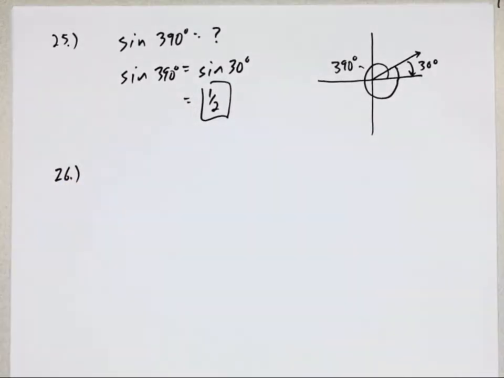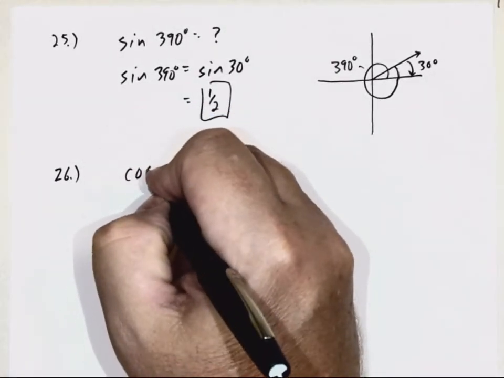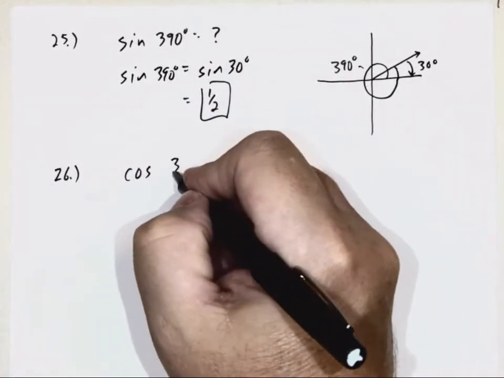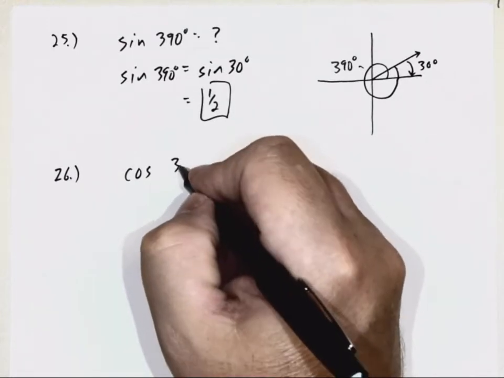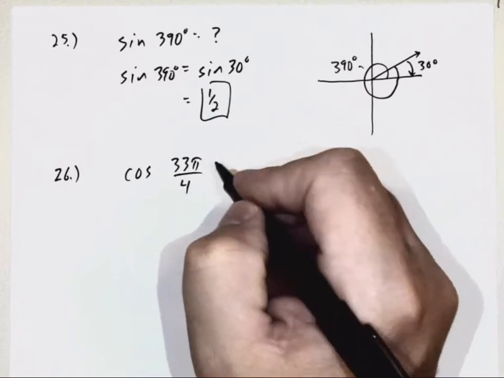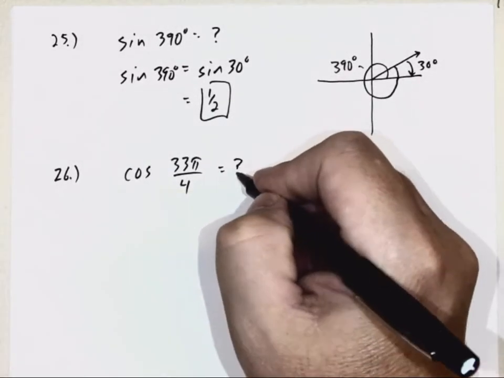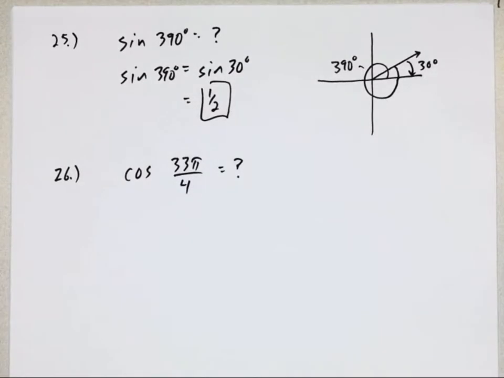26. Same thing, use the trigonometric functions. I'm not even going to read it. Basically, they're saying don't use a calculator. They want an exact value of cosine of 33 pi over 4. If you look at this number, hopefully you realize right away that it looks like that's going to be at least one time around the unit circle and maybe more.